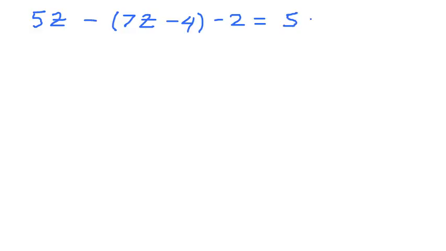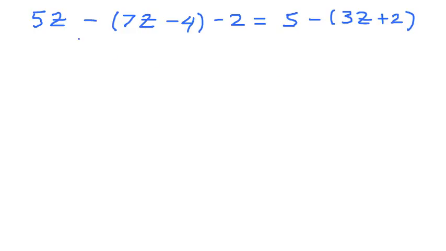Alright, well let's work another one here over at gotomath.com. So we have 5z minus 7z. I think our 7 tried to morph into a z actually. Right, 7z minus 4, and that's going to be minus 2 is equal to 5 minus 3z plus 2.